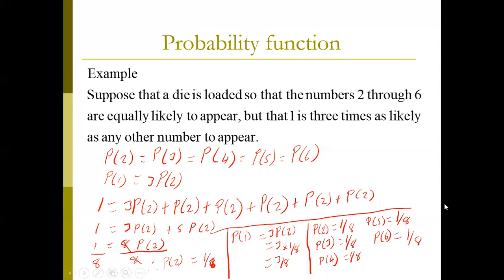So that's how we work out the probability when all the outcomes are not equal. That's how we would work out this one.